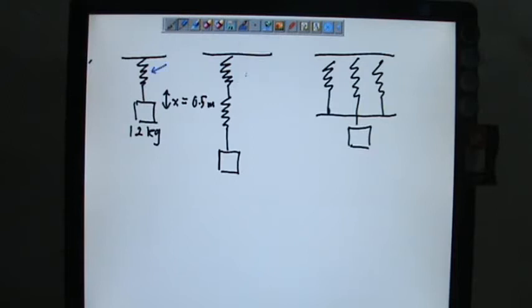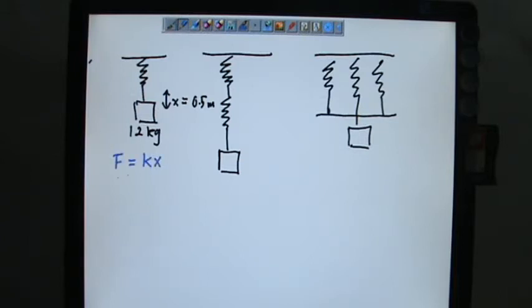This type of spring, this type of spring, this type of spring, this type of spring, and this type of spring are all similar, the same type. So their K will be the same. The spring constant will be the same for all types of arrangement. But the total spring constant for each is different. So my first job is to find out this one first.